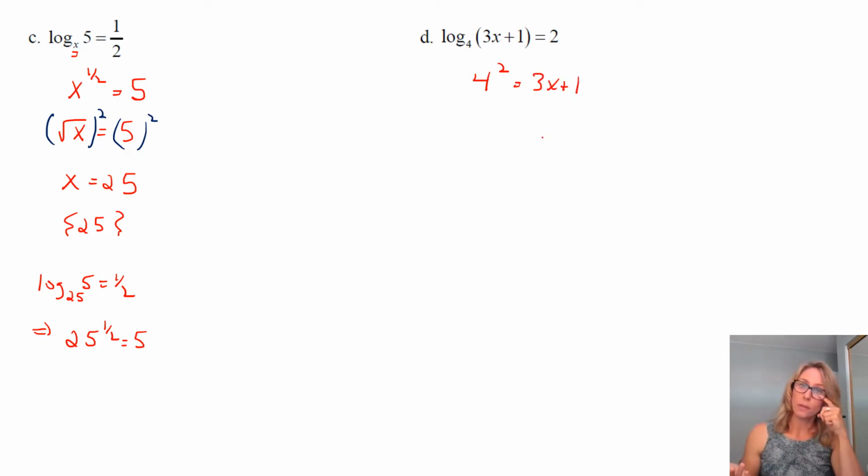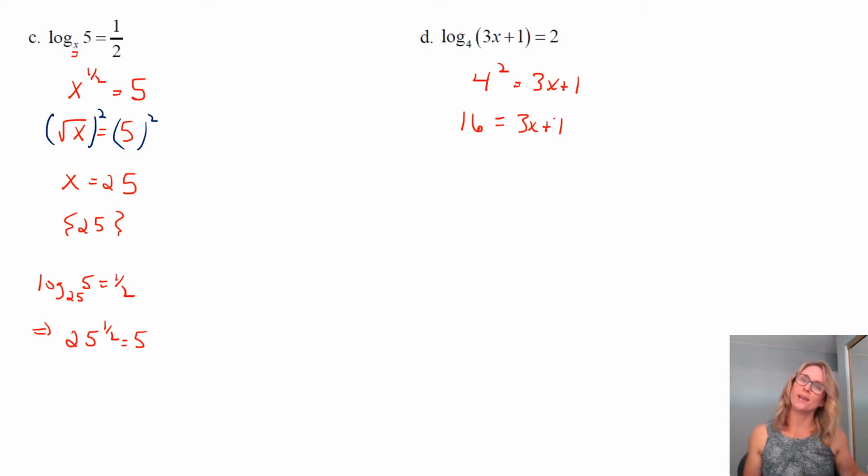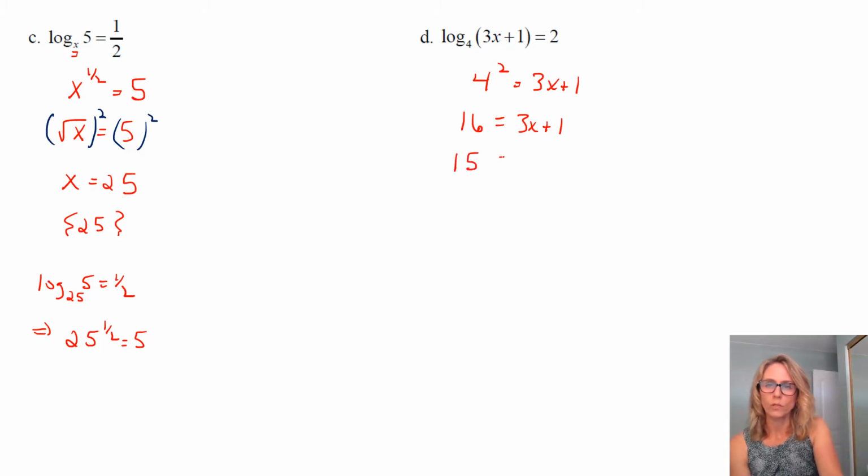So it frees us from the logarithm. It also creates, as hopefully you can see, a basic linear equation that you know how to solve. So go ahead if you want, you can pause and solve that. So we'll subtract 1, we'll divide by 3, and we get x = 5.